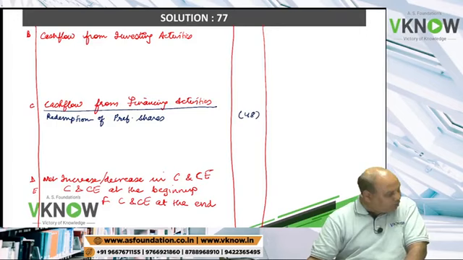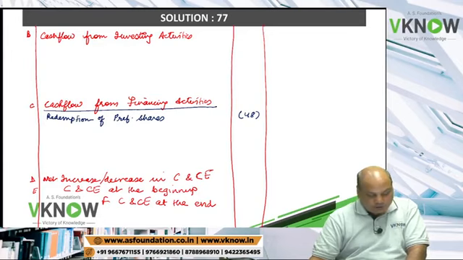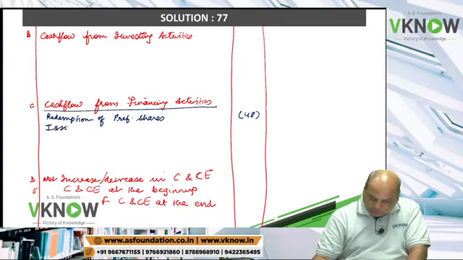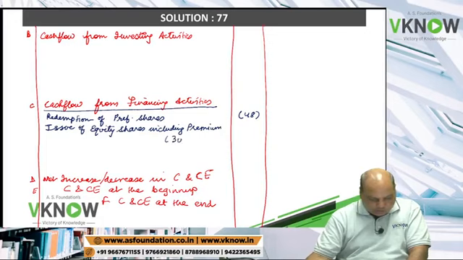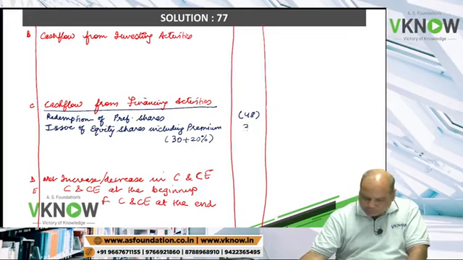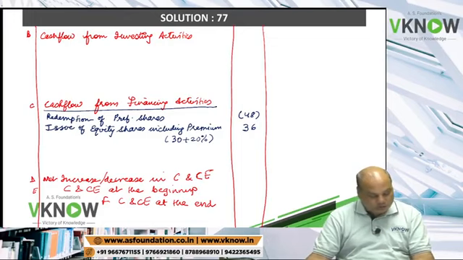Equity share of the face value of 30 crore were allotted as fully paid up at a premium of 20%. So now I will write issue of equity shares including premium, 30 plus 20%, 36.